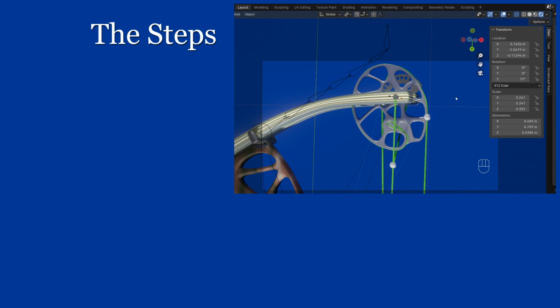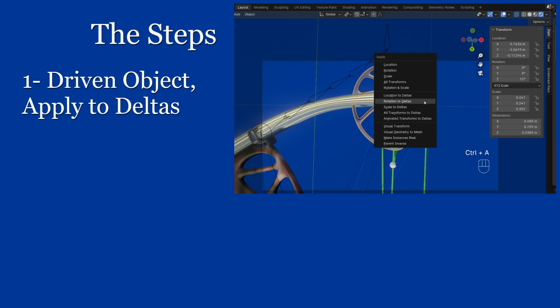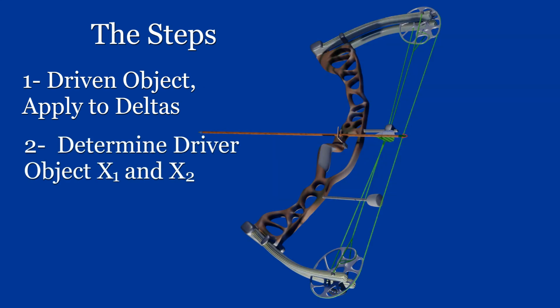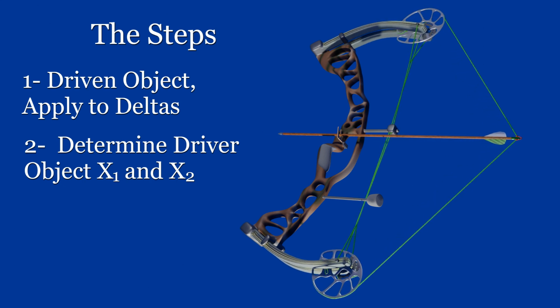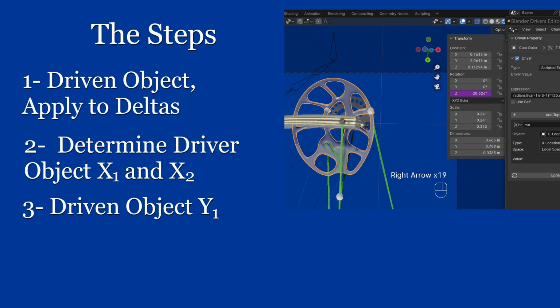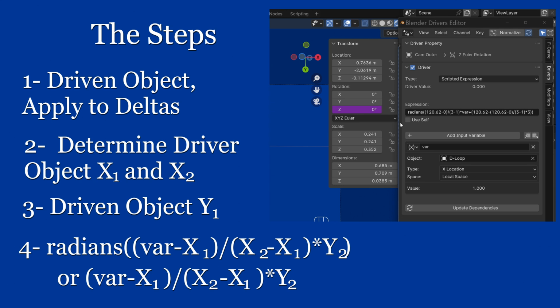The steps, one more time. 1. Select the object on which the driver will be added, the cam in this instance. Control A and apply the appropriate field to deltas. 2. Determine the initial and final position of the driver, the driving object, x1 and x2. 3. Determine the final position of the driven object, y2. 4. Enter the driver expression: radians open paren, (var minus x1) divided by (x2 minus x1) times y2.